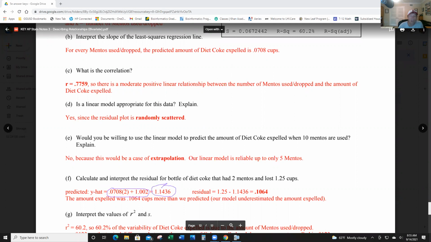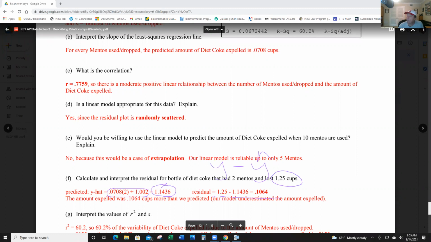That is y hat. Remember, the residual is y minus y hat. So I go to here, put the y from the prompt, the actual, subtract the residual, and you get 0.1064.